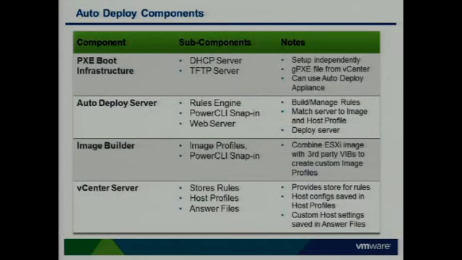So there are a few components that you need to get this working. It's not as bad as it looks on the screen. I think I've mentioned just about everything that you may ever possibly need, rather than just the basics. You'll obviously need a PXE boot infrastructure, which means you'll need a DHCP server and the ability to enable PXE booting. You'll need a TFTP server to deploy these PXE images over to your hosts. You'll need the Auto Deploy server, Image Builder, which we spoke about a moment ago, and you'll need the vCenter server as well.